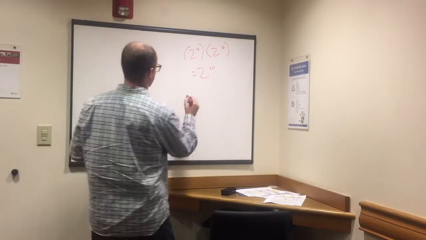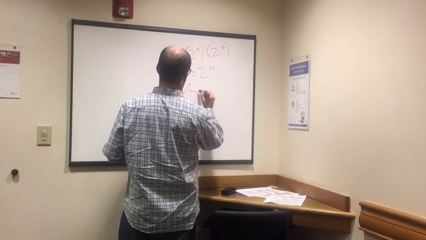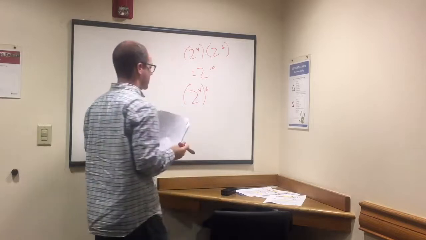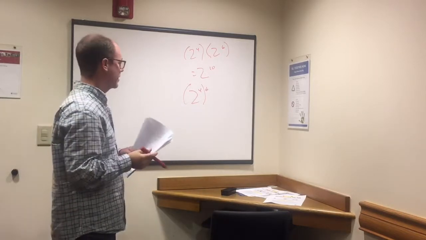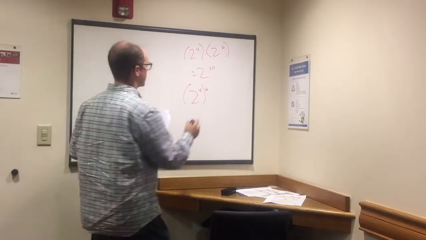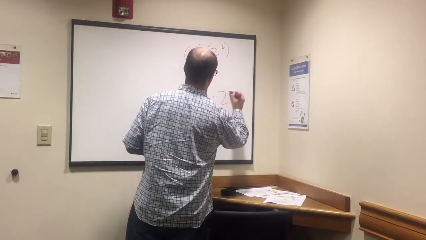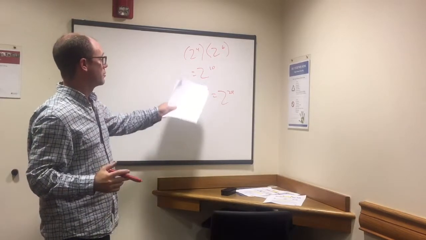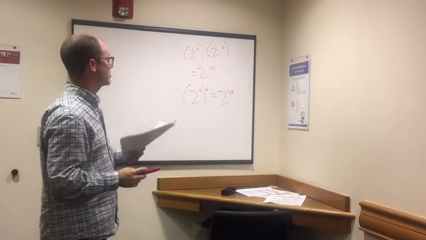Now, if instead you had something like 2 to the 4th, to the 6th, if you saw something like that, then you multiply the 4 and the 6 together. So that one would equal 2 to the 24th. That's a slight difference, but a big difference in what your actual answer is. So you have to know how to do those.